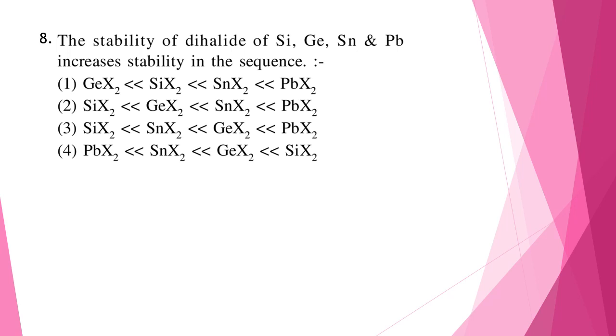Question number 8. The stability of dihalides of silicon, germanium, tin and lead increases in the sequence. So the least stable will be silicon dihalide, then germanium dihalide, then tin dihalide, and then lead dihalide. So here the correct answer will be option number 2.